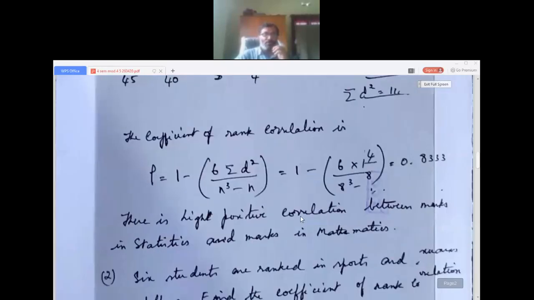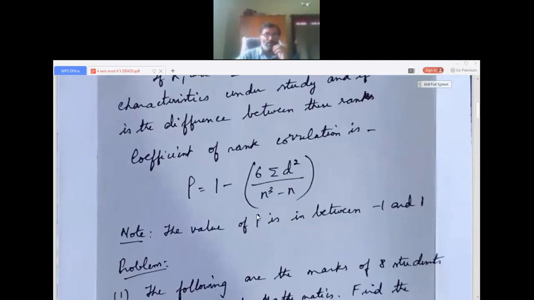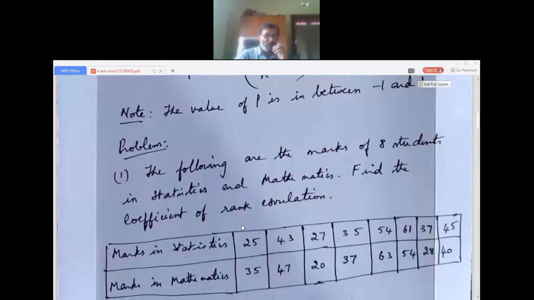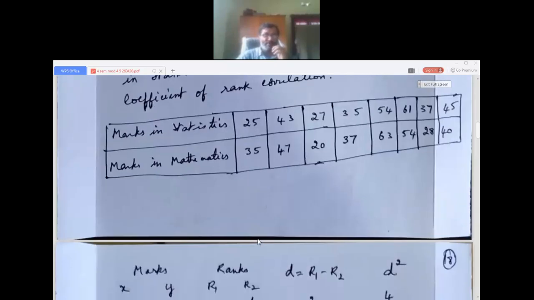First we solved the problem in Spearman's coefficient of rank correlation rho, which is given by rho equals 1 minus 6 sigma d squared divided by n cubed minus n. This rho value is in between minus 1 and plus 1. Whenever the question is given, if the rank is not given, we find the rank. We put the rank, highest one first and the lowest one last, R1 and R2 for the two variables.